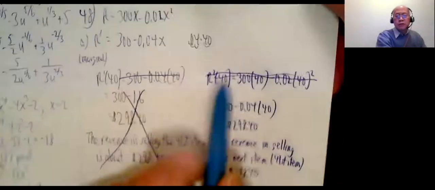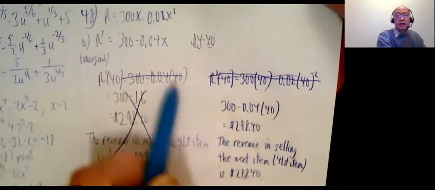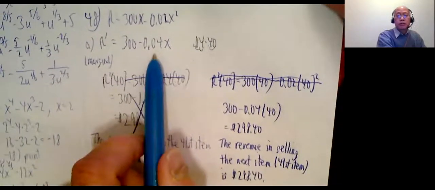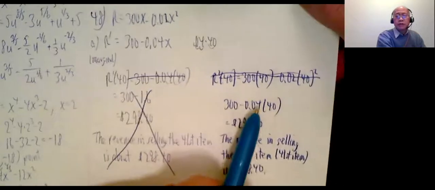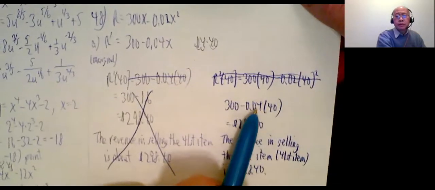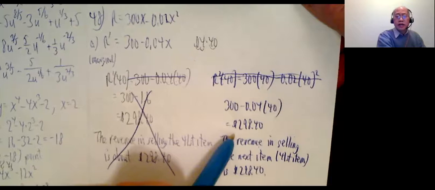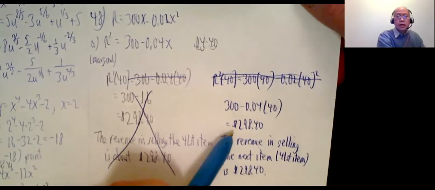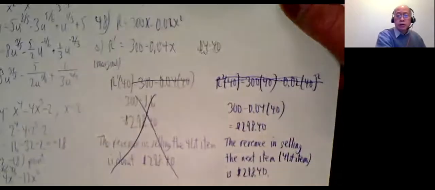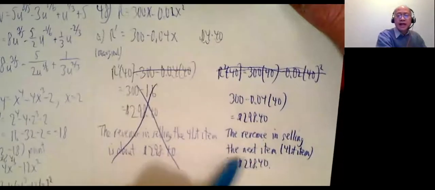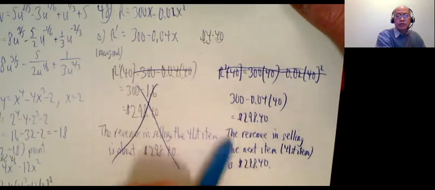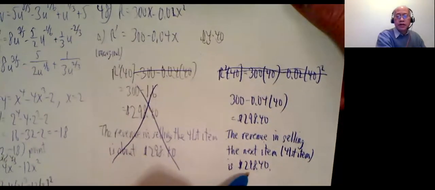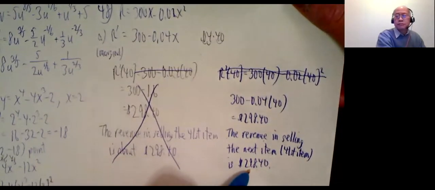And now I'm supposed to plug in 40. So forget about this. I completely botched that. Yes, but 300 minus 0.04 times 40. Okay, and if you do it the right way, it's $298.40. This is the marginal revenue. Okay, so the revenue in selling the next item, which in this case is the 41st item, is $298.40. So that's what it means.